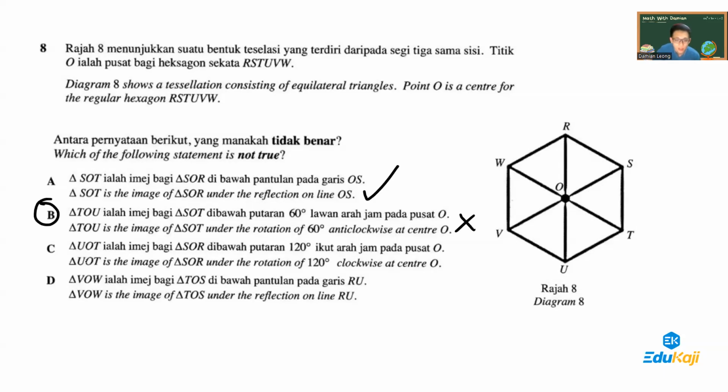Just to double check the rest. Triangle UOT, image of SOR under rotation, 120 degrees anti-clockwise. So you see from here, this line moves 1, 2. 2 triangles, so 120 degrees correct. VOW, image of TOS, reflection on line RU, also correct. Flip over is the same. Yeah, so the only one that is wrong is B.